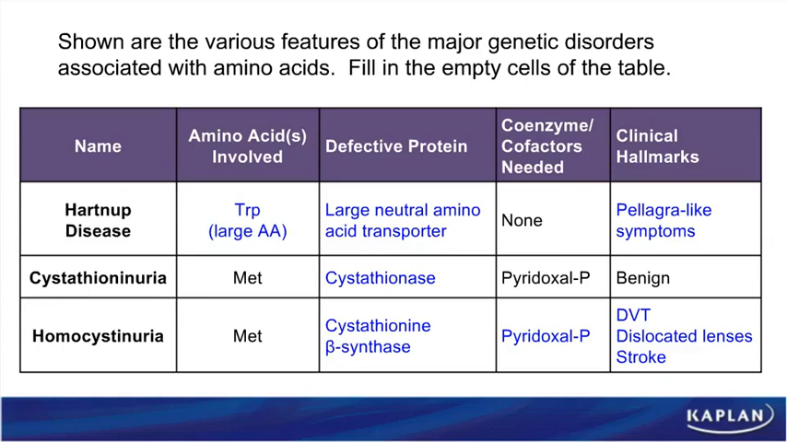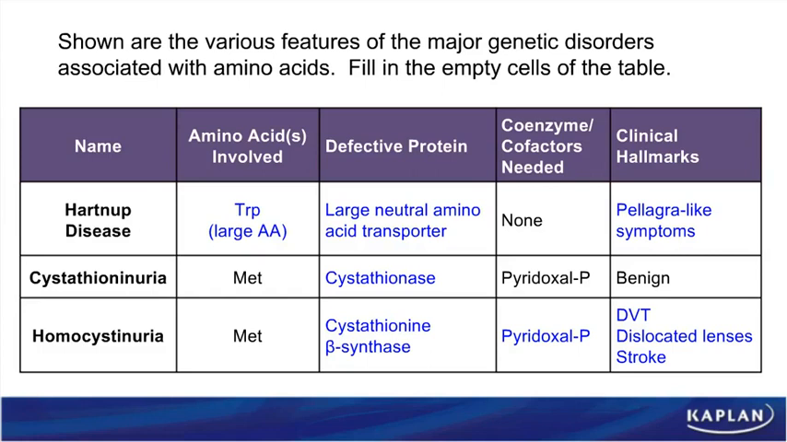Cystathioninuria is due to defective enzyme cystathionase. When the enzyme is defective, homocysteine will accumulate, which will then go into making more methionine. The enzyme needs pyridoxal phosphate as a coenzyme. Clinical hallmarks are benign for cystathioninuria.